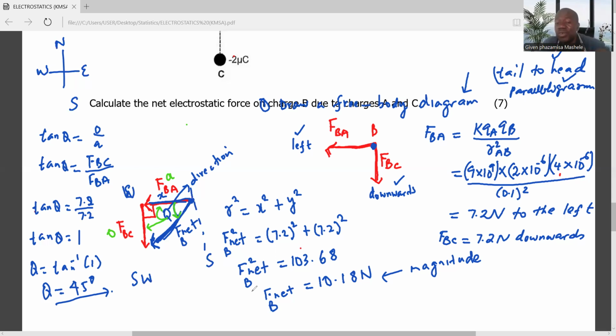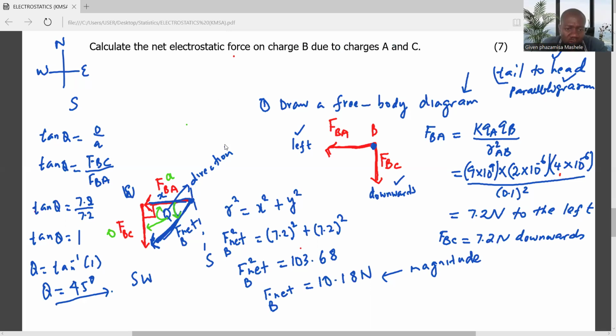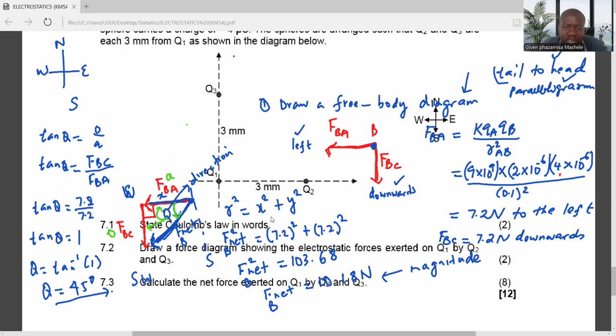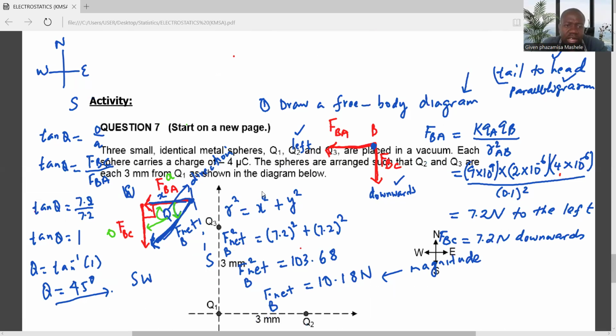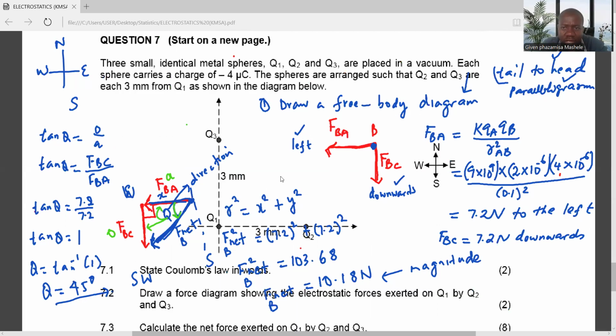Okay, so this is what you need to know. When you're dealing with charges that are at right angles, if they say calculate the net, then you have to use the theorem of Pythagoras and also calculate the angle for the direction. I believe, guys, you're following. So again, you can pause the video and go through this question on your own.